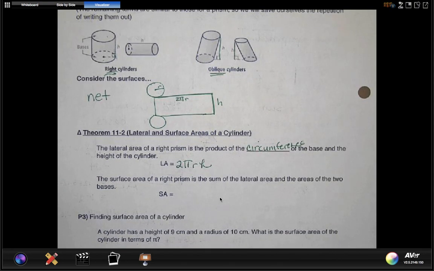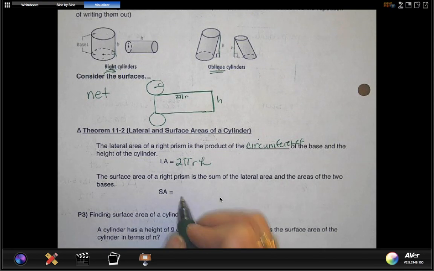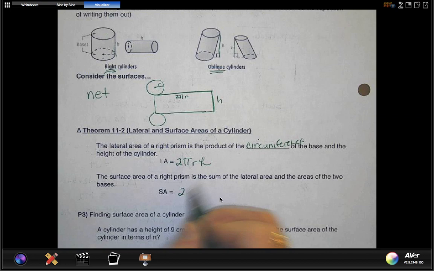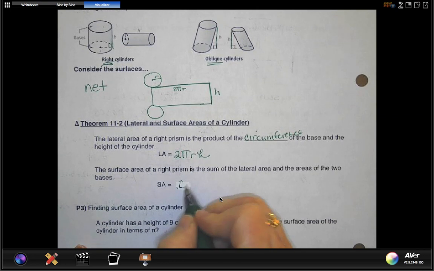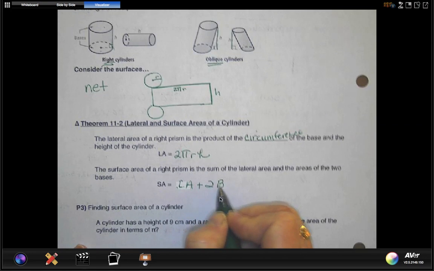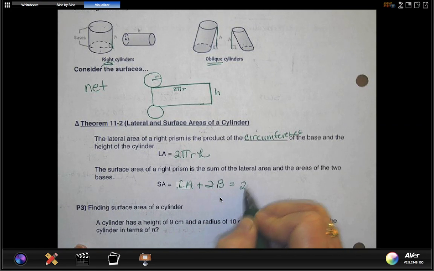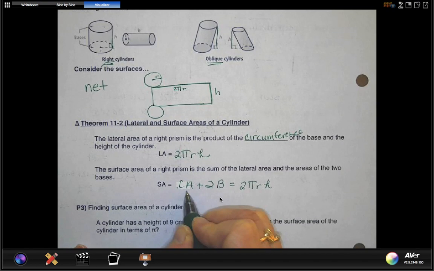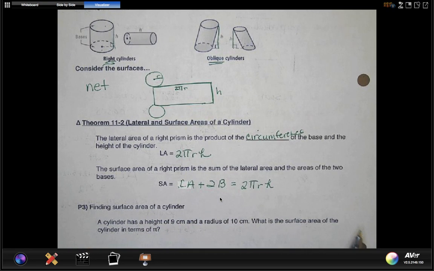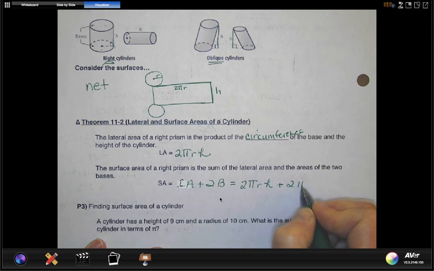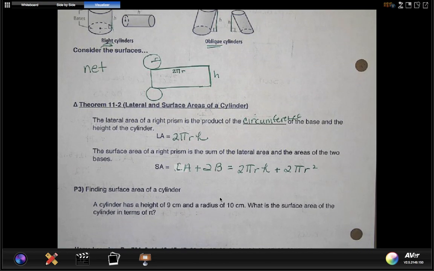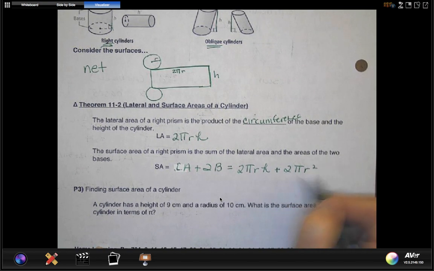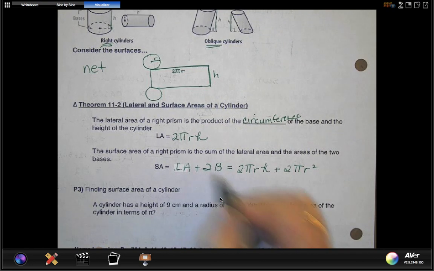I just made the h curvy just because. The surface area is, again, the same idea as before. It's still the lateral area plus the two bases, but in this case, the lateral area is 2 pi r h. We know it's always going to be that because the base is always a circle, so the lateral area is always a rectangle. And again, since the base is always a circle, it's pi r squared for the B. Remember, this right here is the area of a circle, and there are two of them.